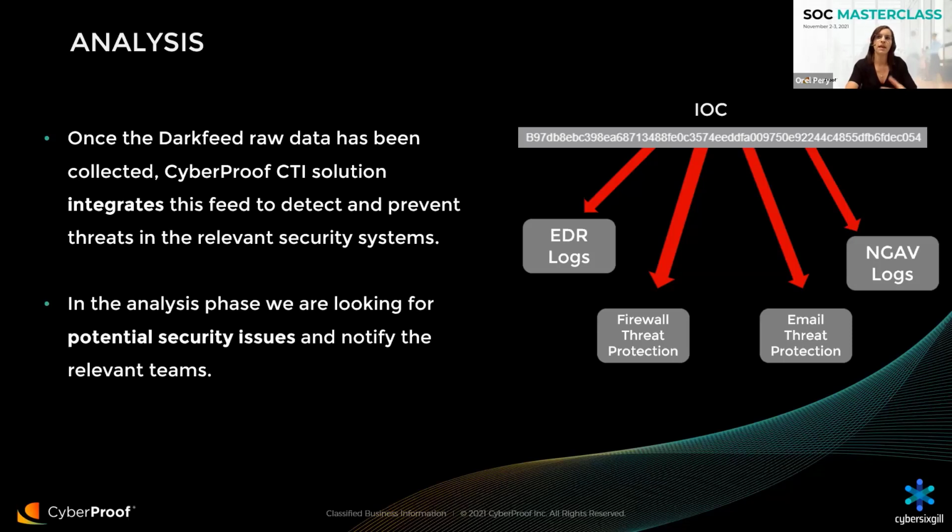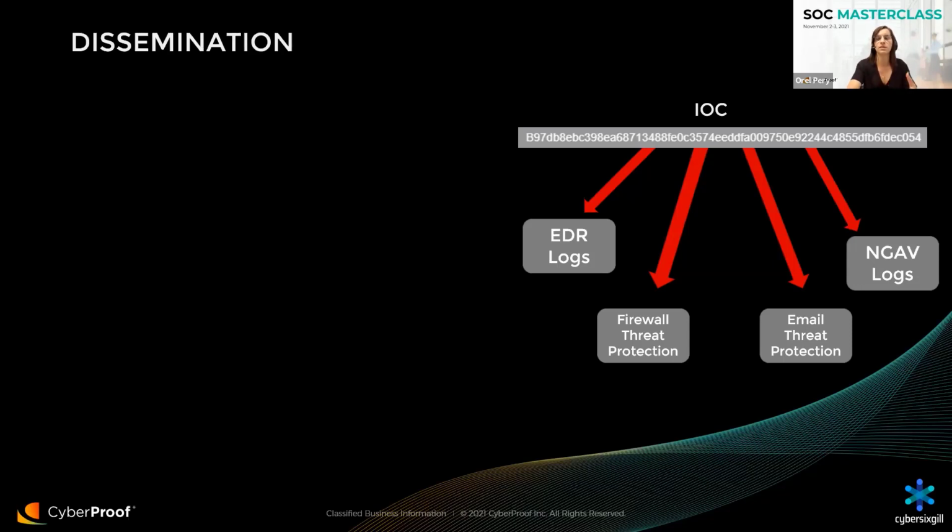Okay, so in the analysis phase, as I mentioned earlier, what we are looking for is potential security issues, and if we are finding any indication of a real threat, our responsibility is to notify the relevant team. And if we go back to the planning and direction phase, which was the first step of the intelligence cycle, it is very important to report about these specific findings to the SOC analyst to start an investigation and to see how this threat could be remediated. Now we will move to the dissemination phase.